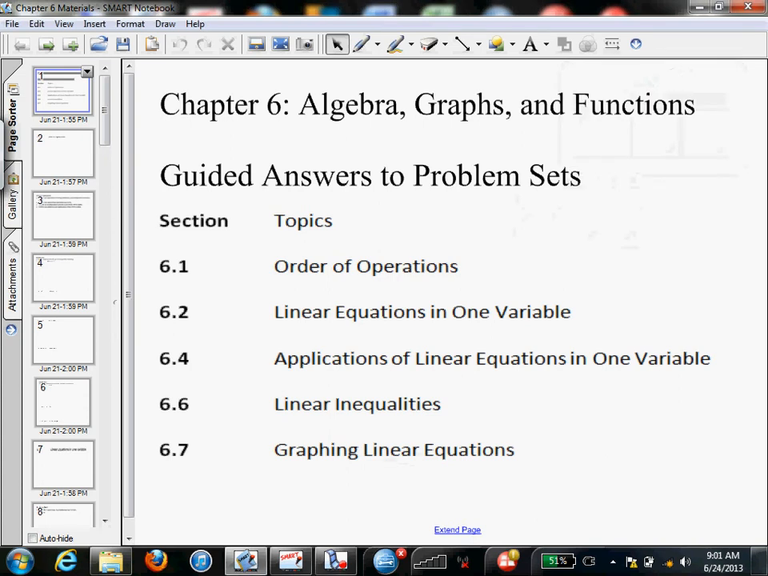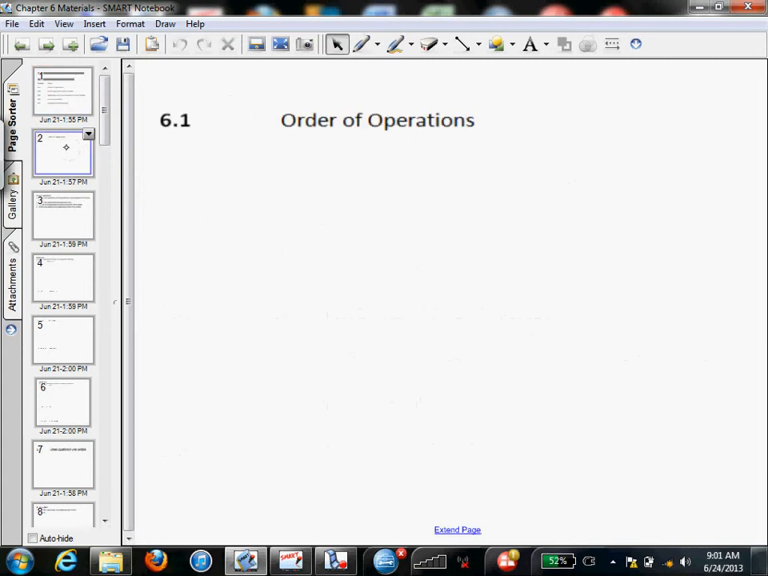Hello and I want to welcome you to Chapter 6, Algebra, Graphs and Functions. This will be the guided answers to problem sets throughout this set of notes. So let's get started with 6.1, Order of Operations.